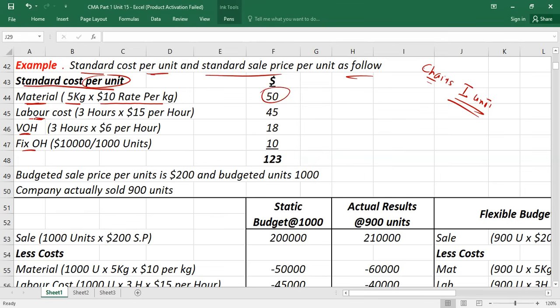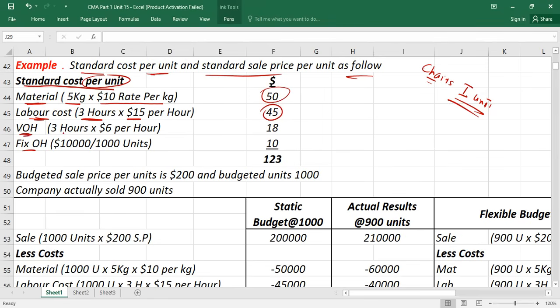Then we have a labor cost. For example, for each chair, we need 3 labor hours to complete that chair, and we are paying $15 per hour to the labor. So 3 hours times 15 is $45, the labor cost. This data will be available in the question, don't you worry.